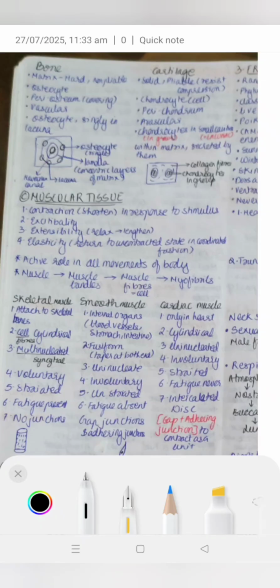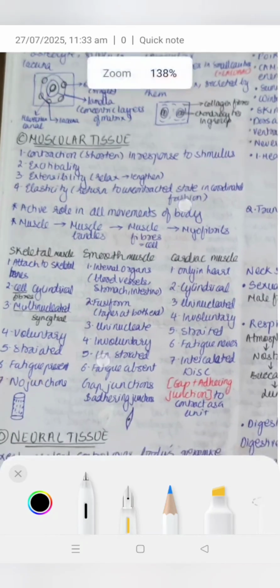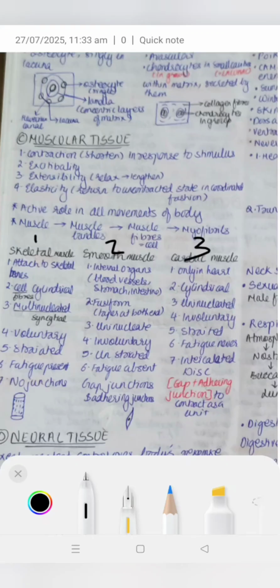What does muscle make up? Muscle makes muscle bundles, muscle fibers, cells, and myofibrils. Now majorly there are 3 types: first of all we have skeletal muscles, smooth muscles and cardiac muscles.